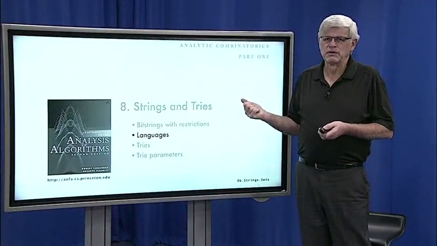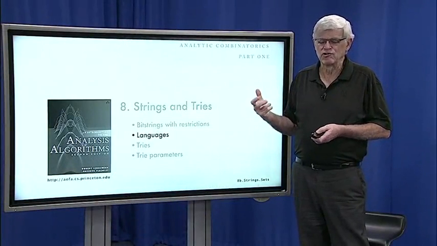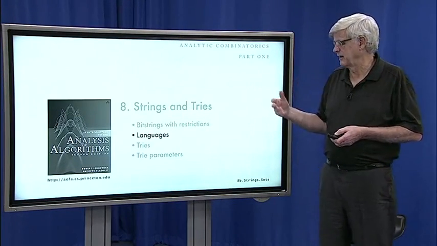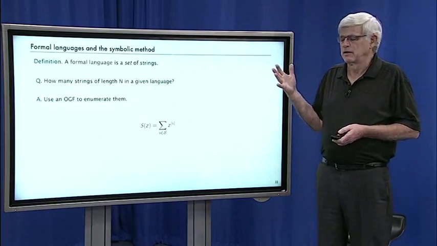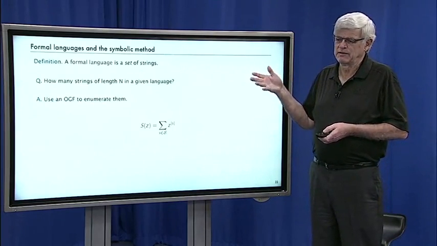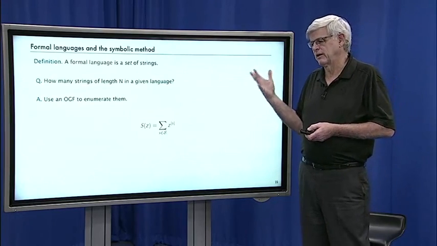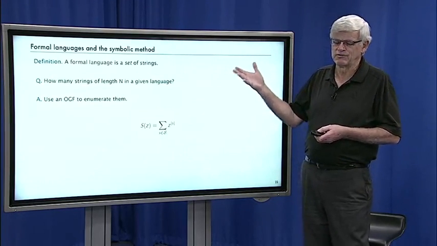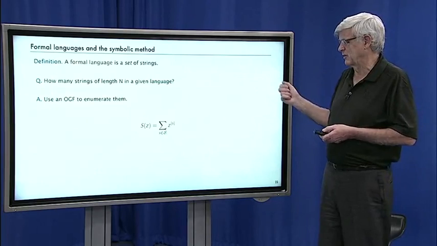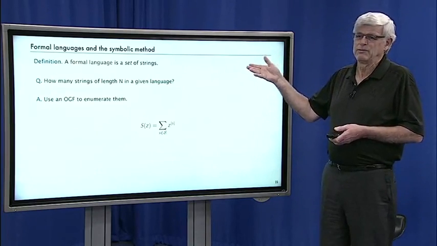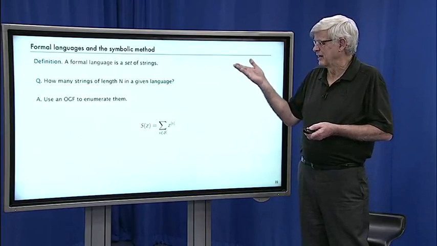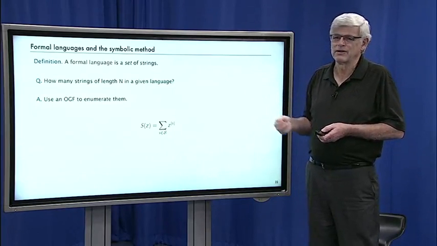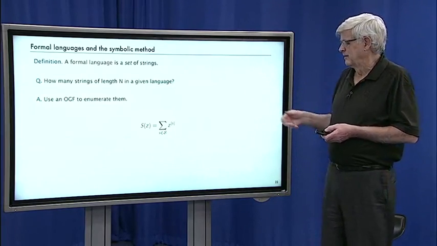So now we're going to just briefly take a look at the relationship between the symbolic method and formal languages from computer science. And probably for people that have studied formal languages, these kinds of questions have occurred. So a formal language is a set of strings, and the natural question is, how many strings of length n are there in a given language?